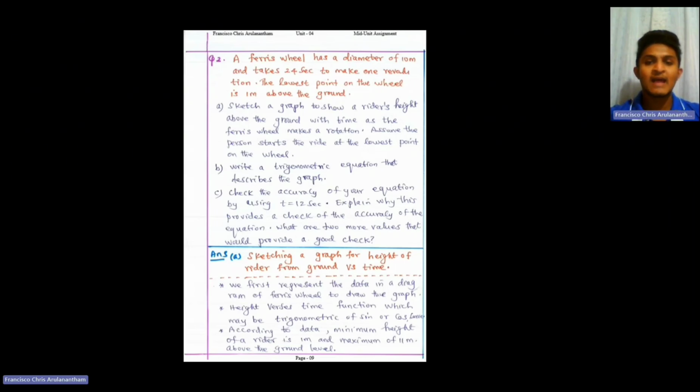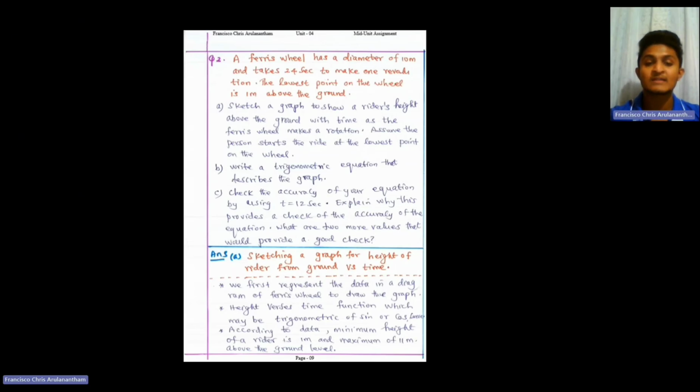A Ferris wheel has a diameter of 10 meters and takes 24 seconds to make one revolution. The lowest point on the wheel is 1 meter above the ground. Part A: sketch a graph to show a rider's height above the ground with time as the Ferris wheel makes a rotation. Assume the person starts the ride at the lowest point on the wheel.